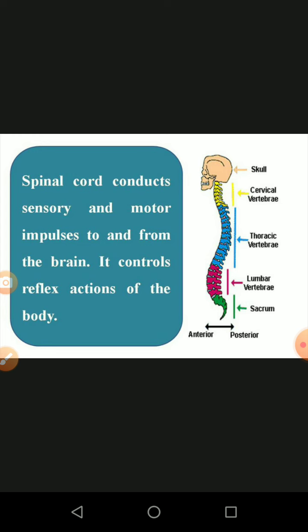We do some kind of activities. Then it controls the reflex action of the body. At the same time, the spinal cord controls various kinds of reflex actions. There is every reaction having an opposite reaction, like that. The brain and spinal cord control the reflex actions of our body.